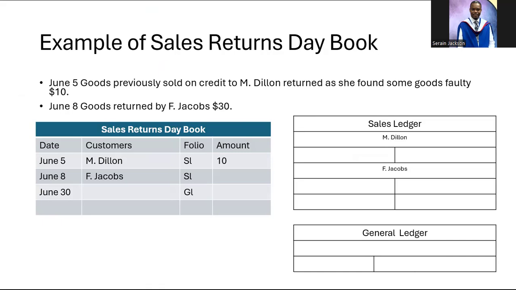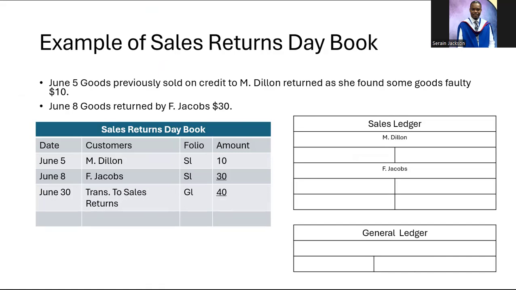Then you have June 8, goods returned by F. Jacobs for $30. So you put in the date, June 8, F. Jacobs, sales ledger, $30, right? The total there would be now what? $40. The narration at the end of the month would be to transfer to sales returns account, and it is in the general ledger. Let's go over to the sales ledger.